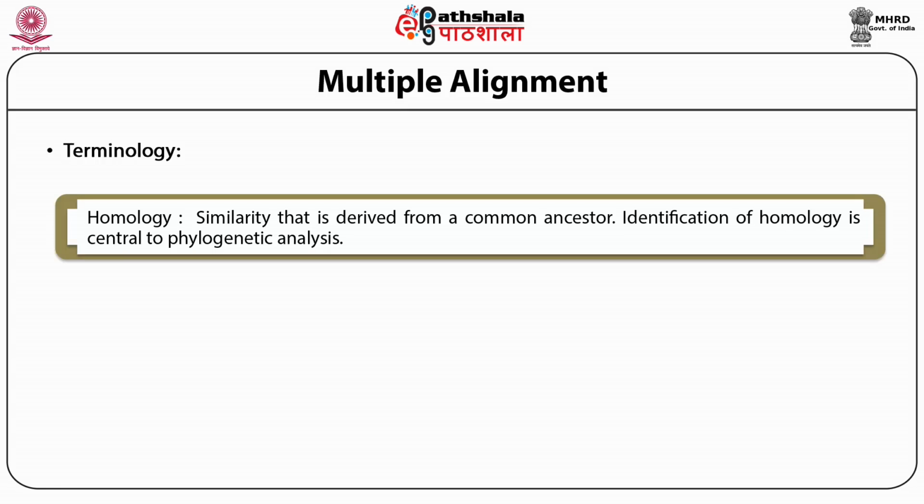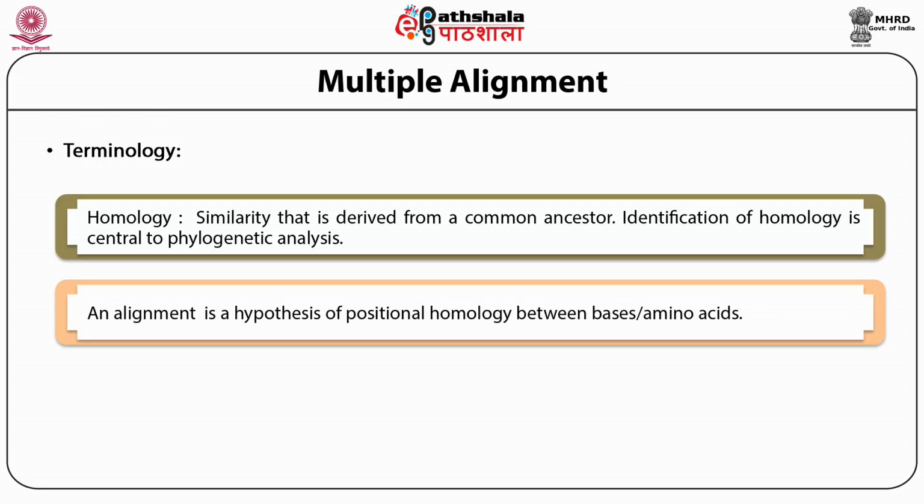The second term which we have to understand is alignment itself. What is an alignment? Computer science would say it's a matching between strings such that their lengths are equal and so on and so forth. In case of biology though, one way to look at an alignment is that it is a hypothesis of positional homology between the bases or amino acids contained in 2 different sequences taken from 2 different sources.